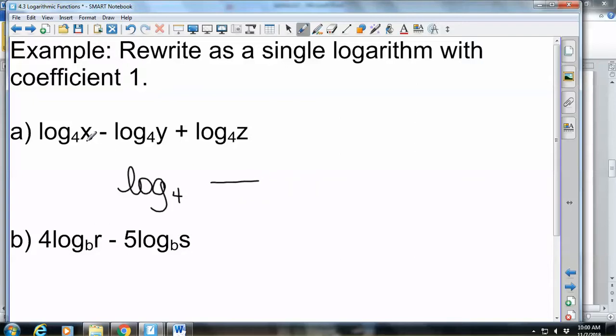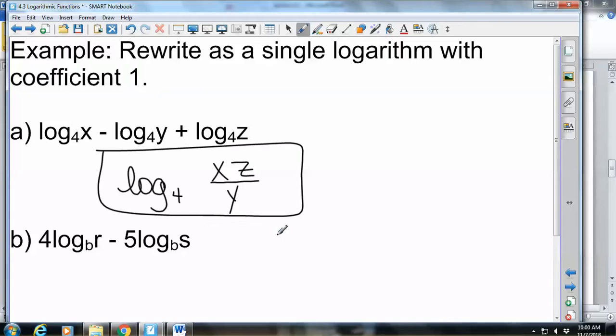Is the x on the numerator or denominator? What about the y? Yeah, it was a minus log base 4 of y, so that's on the bottom. Plus log base 4 of z. Since that's a positive, it goes on top. So it's log base 4 of xz over y.